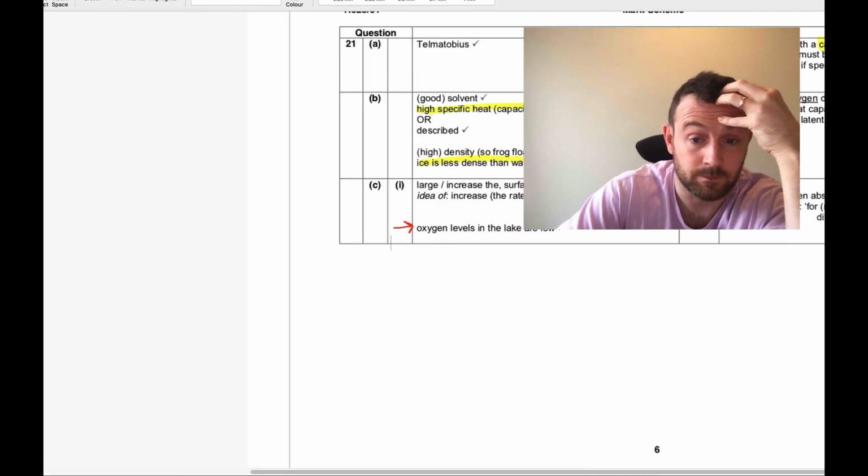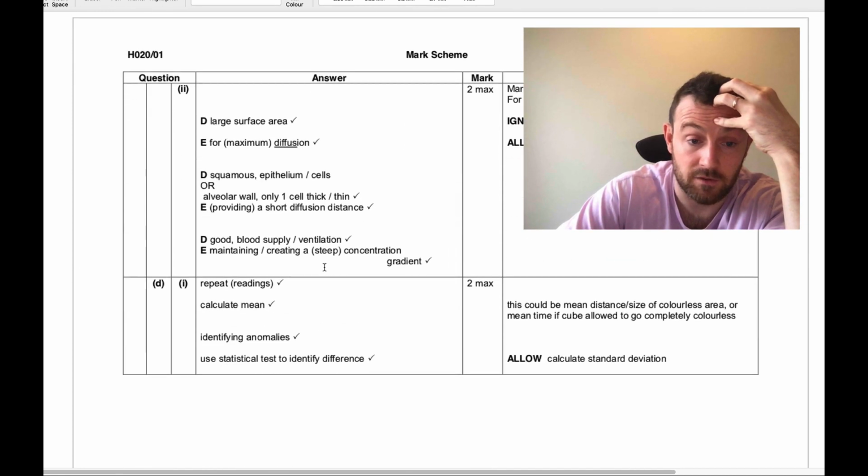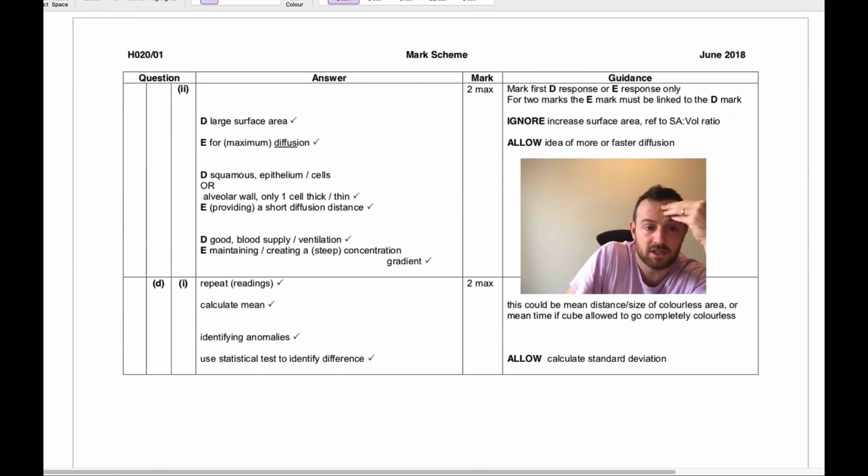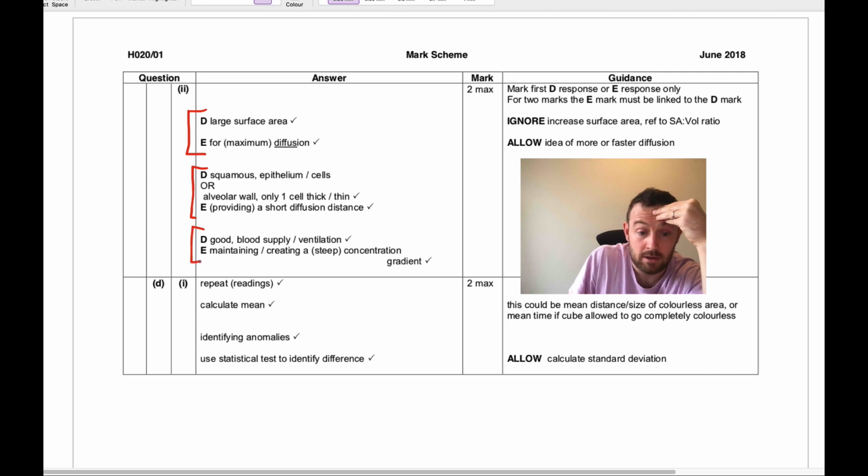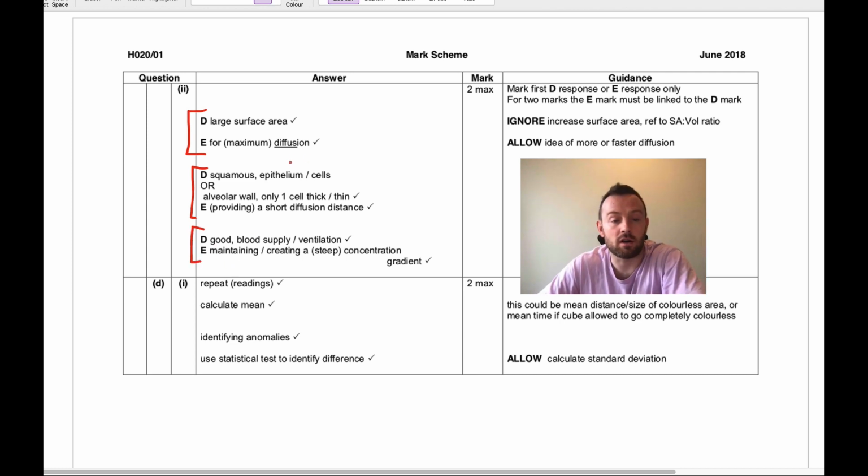The mark scheme shows that. So each of these pairs on the mark scheme here, D and E, is a describe and an explain. A describe and an explain. And a describe and an explain. So you can't get, let's say, this mark here for the describe and then explaining this mark. You have to get both marks of the pair there. Okay, so pause that if you need to have a look, and we're going to move on.